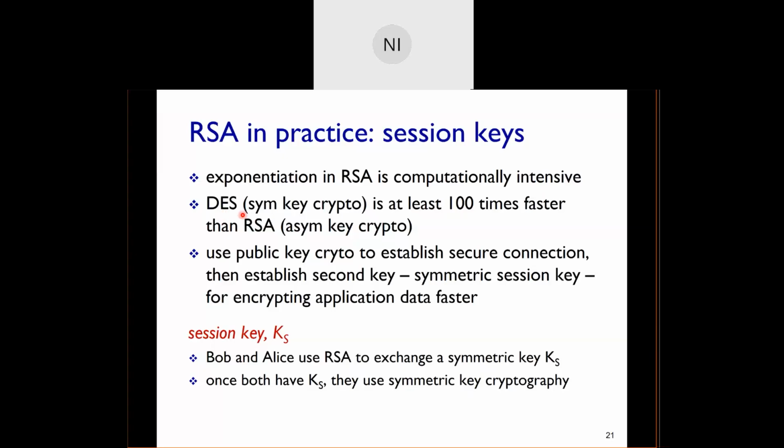For example, if you compare RSA versus DES for encryption, DES is 100 times faster than RSA. For that reason, we use public key cryptography to establish the secure session. And once you establish the secure session, then you share the symmetric key. Then you can start using that for encrypting and decrypting the data.